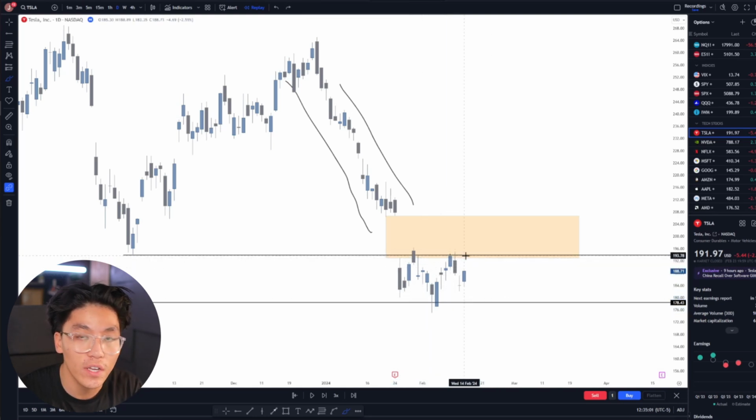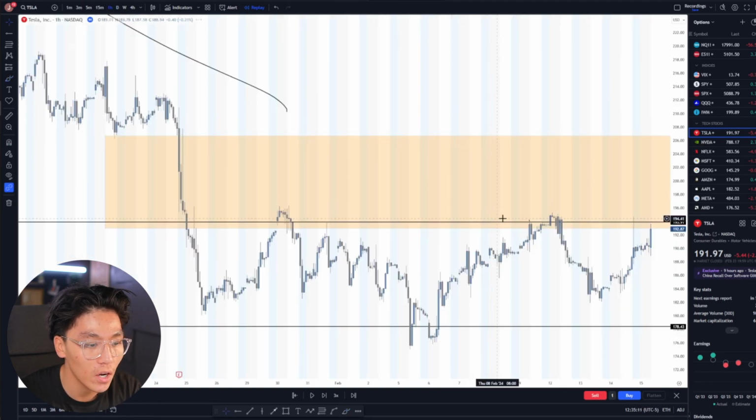So after consolidation, what's most likely going to happen? Are we going to have continuation towards the downside, or are we going to have a potential market reversal? As you can see here, if you go onto the 1 hour chart, what do we have right here?